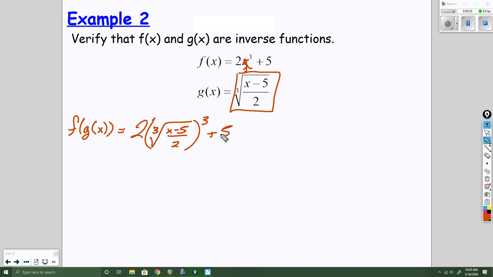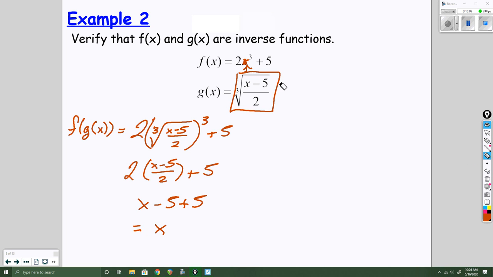Now when we're simplifying, the first thing I'm looking at is our exponent. That's going to cancel out a radical. So then it's really just 2 times this part, x minus 5 all over 2. Then 2 divided by 2 cancels out, and -5 plus 5 cancels out. And we just return x. Awesome. So it works in this case so far.